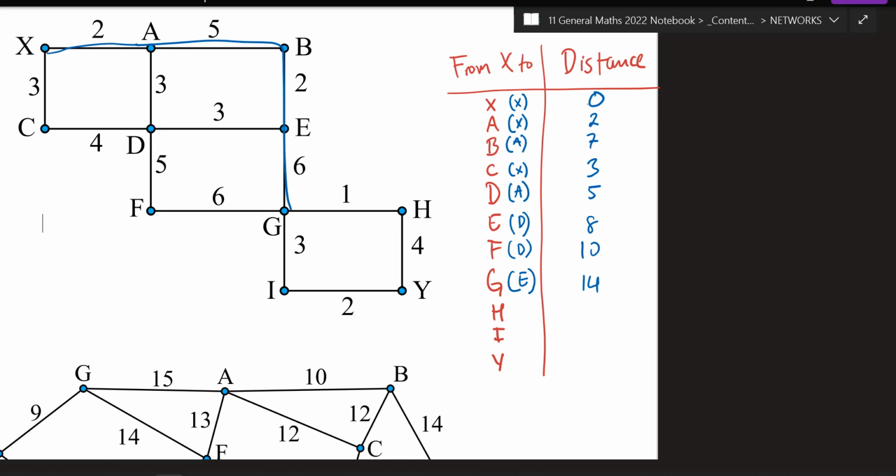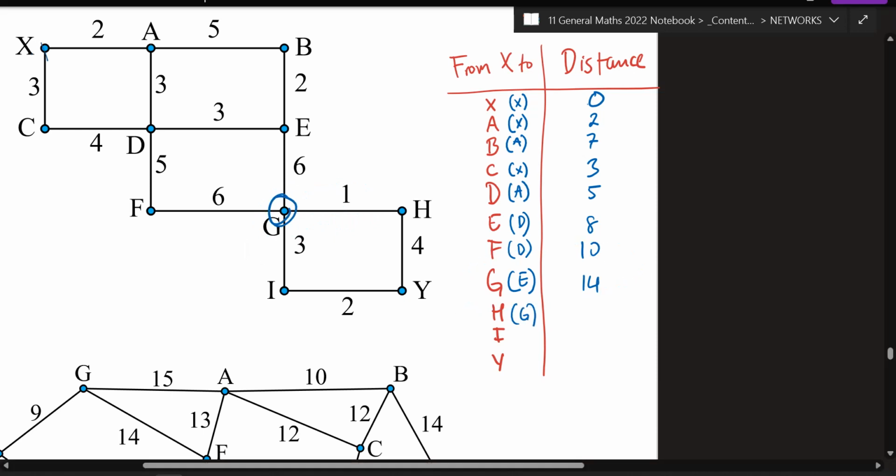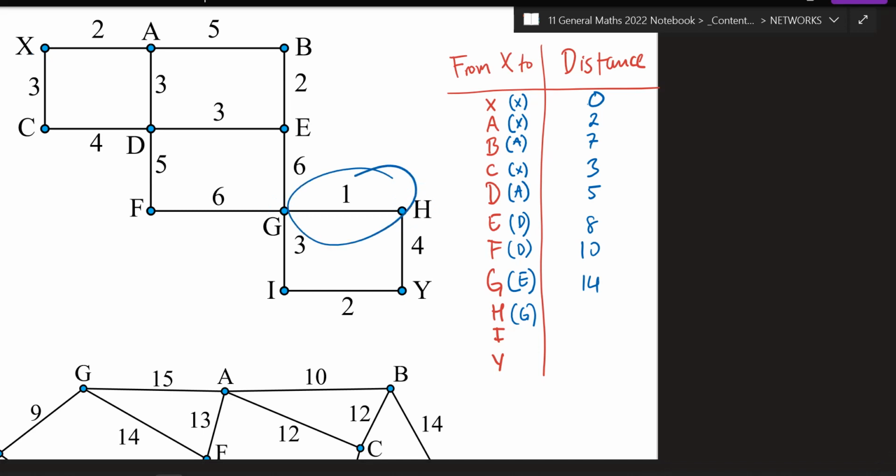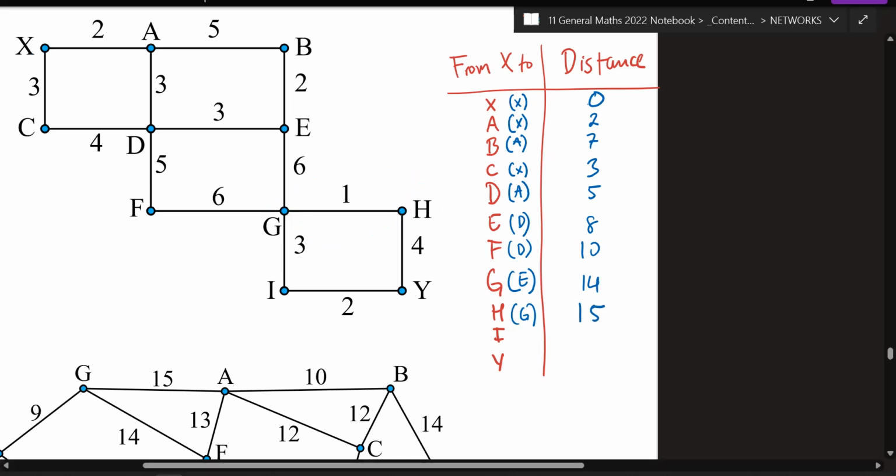Okay, where are we at now? H. Hopefully now you're kind of seeing the pattern here, and that you're understanding what you need to do. So H. I want to get to H. I really only have one option, which is to go from G, and the distance is only 1. So to get to H, the previous is G, and G, remember, had a distance of 14 from X. So I just need to add 1 to get to H. So it's going to be 15.